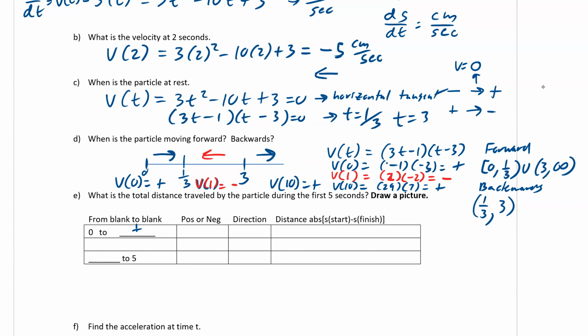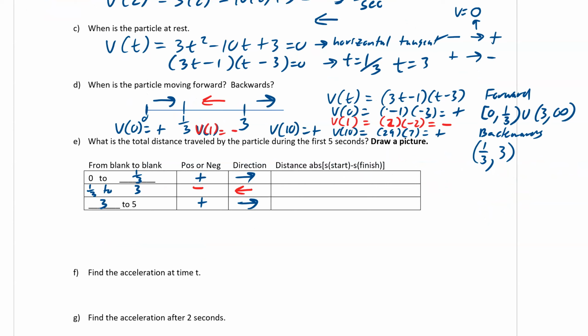So we know from 0 to 1/3, we stopped. And then from 1/3 to 3, we then stopped. And then from 3 to 5, we stopped. And then from 0 to 1/3, that was positive. That one was negative. That one was positive. And so our directions look like this. So now we know our motion. So from 0 seconds to 1/3 seconds, we were going to the right. And then from 1/3 seconds to 3 seconds, we were going to the left. And then from 3 seconds on, we're going to the right.